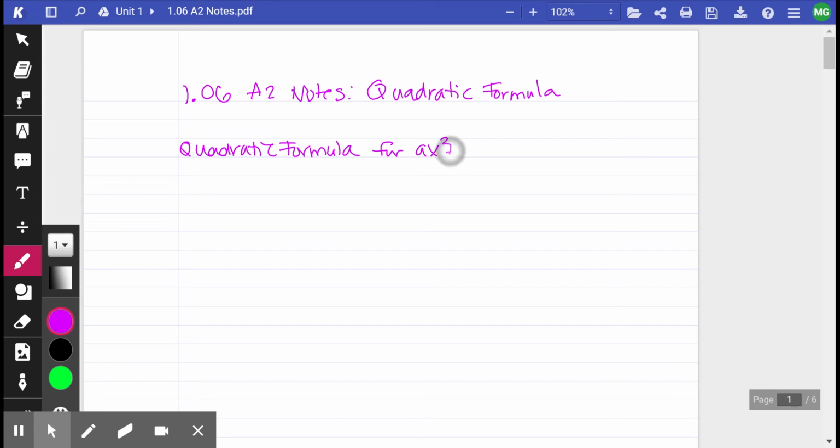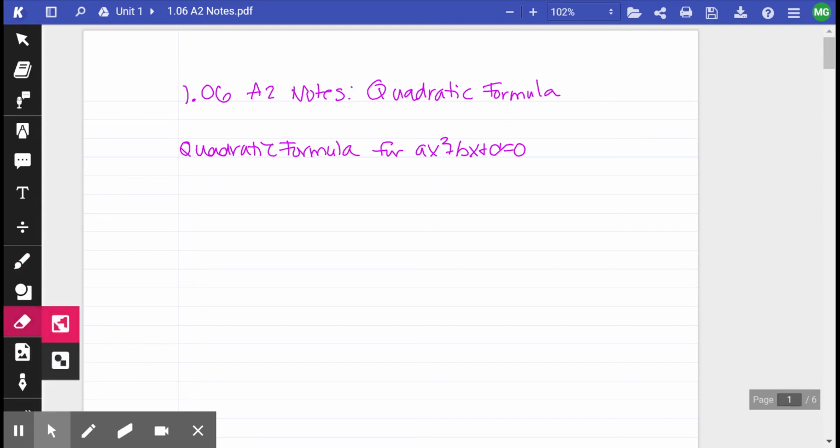So in order to use the quadratic formula, you have to have an equation. It will not work if you have an expression. So you have to have that equal sign. So ax squared plus bx plus c equals 0.